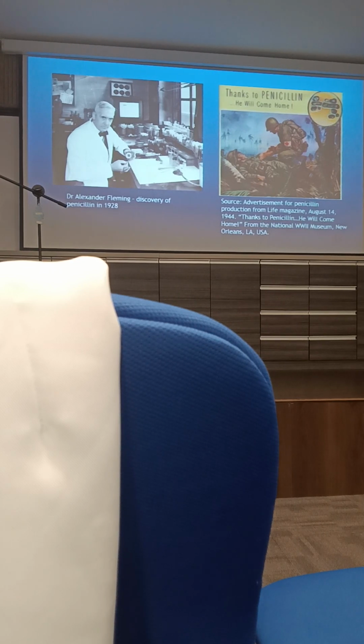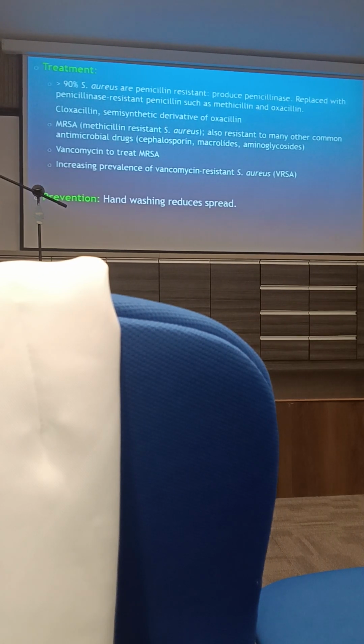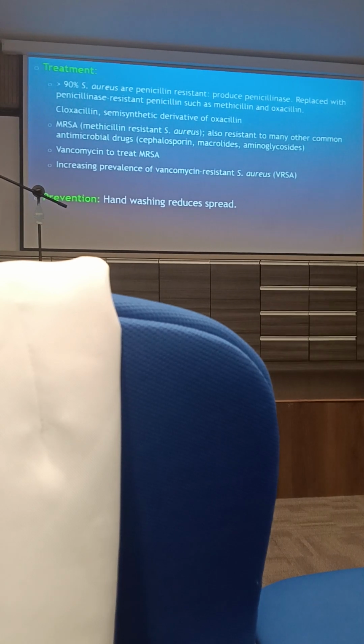But now a lot of bacteria have developed resistance, but some still are sensitive to penicillin. Staph aureus: more than 90% of Staph aureus are penicillin resistant, because they can produce penicillinase, or the beta lactamase. So they have been replaced with penicillinase resistant penicillins like methicillin and oxacillin. And then we also have methicillin resistant Staph aureus now.